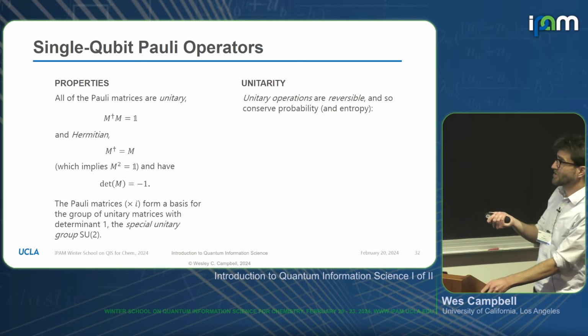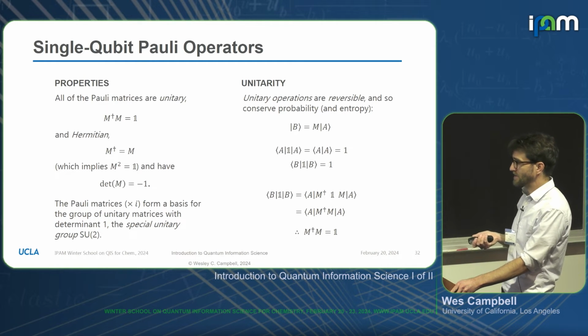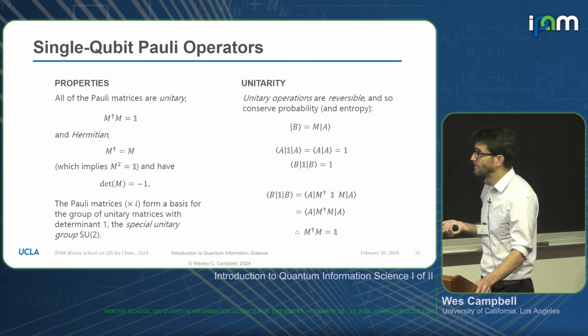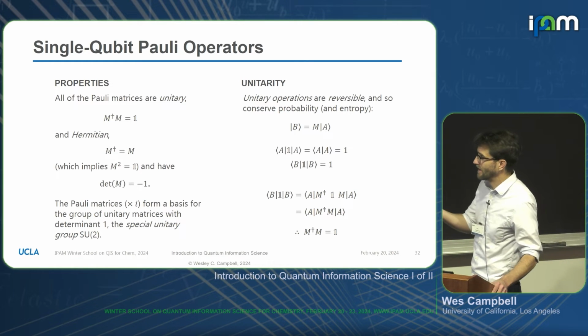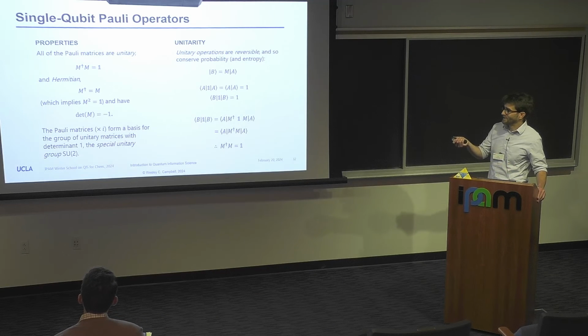Unitary operations are reversible, and so they conserve probability. And this is a little proof of that we can walk through quickly. Basically, as long as you require that the expectation value of the identity here is equal to 1, then you can show yourself that these actually have to have M dagger M equal to 1, okay?